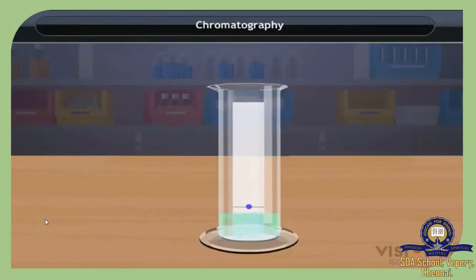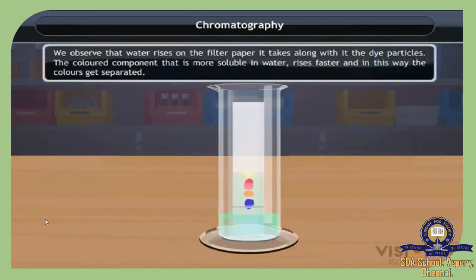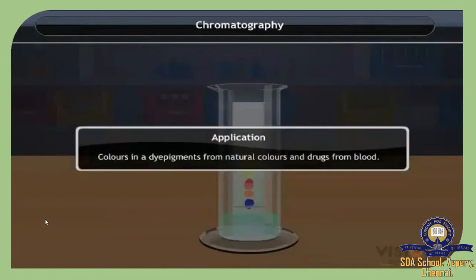Watch carefully as the water rises up on the filter paper. Record your observations. We observe that the water rises on the filter paper. It takes along with it the dye particles. The colored component that is more soluble in water rises faster, and in this way the colors get separated. This method is used to separate colors in dye pigments from natural colors and drugs from blood. Thus, chromatography is also a separation technique.